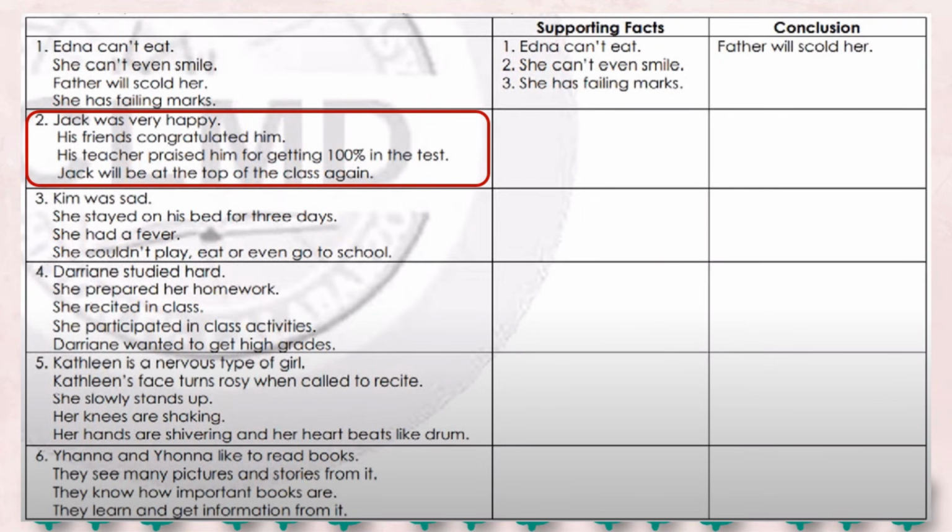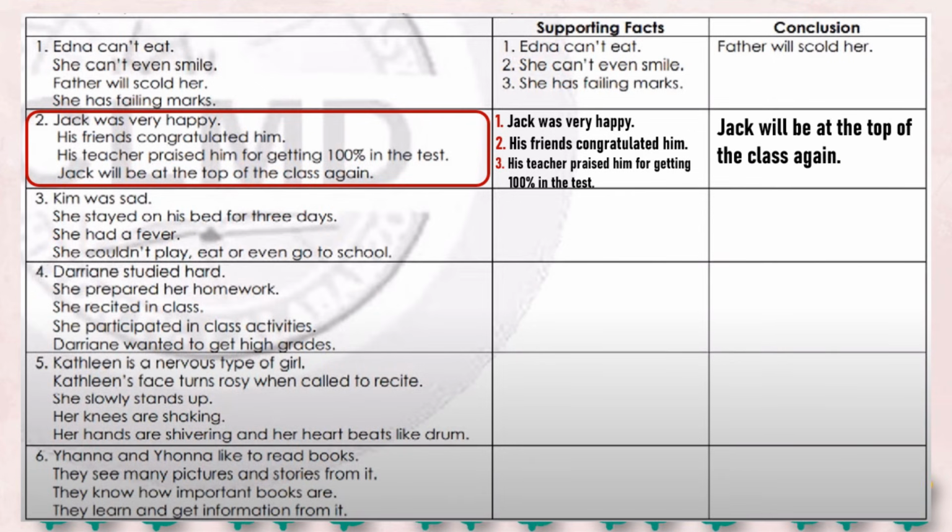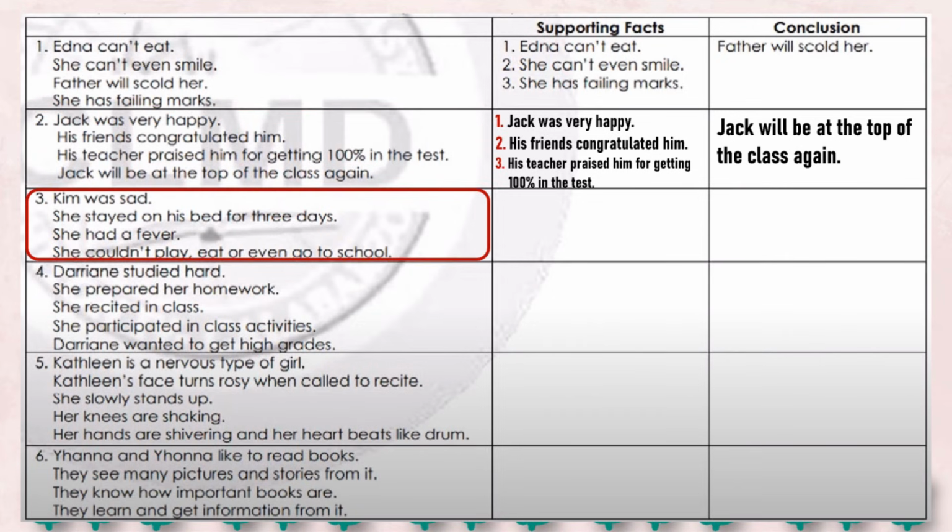The supporting facts are, Jack was very happy. His friends congratulated him. His teacher praised him for getting 100% in the test. And the conclusion is, Jack will be at the top of the class again. Number 3. Kim was sad. She stayed on his bed for 3 days. She had a fever. She couldn't play, eat, or even go to school. The supporting facts are, Kim was sad. She stayed on his bed for 3 days.